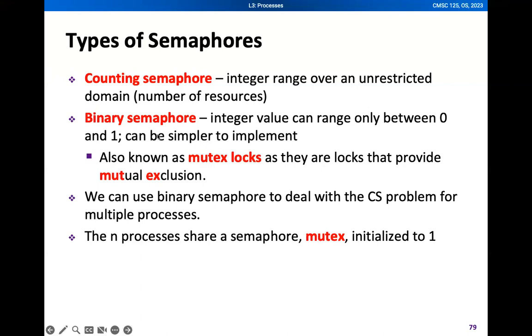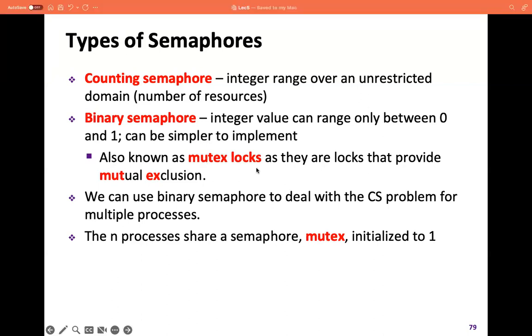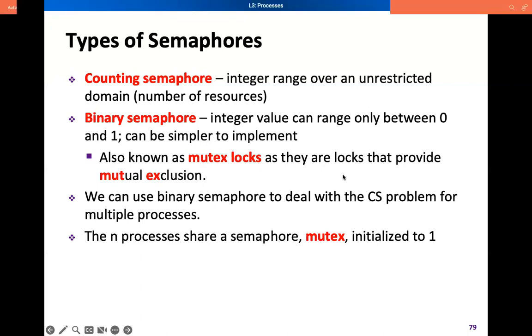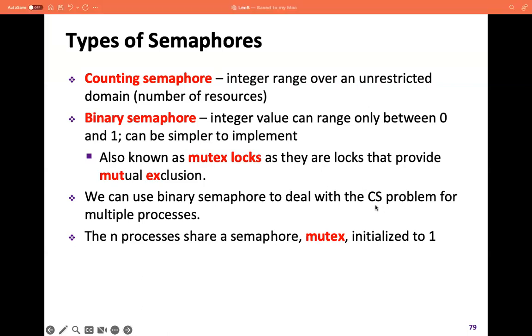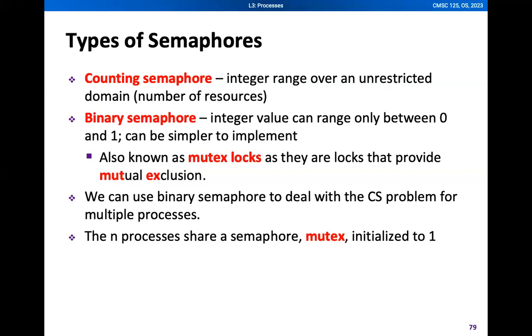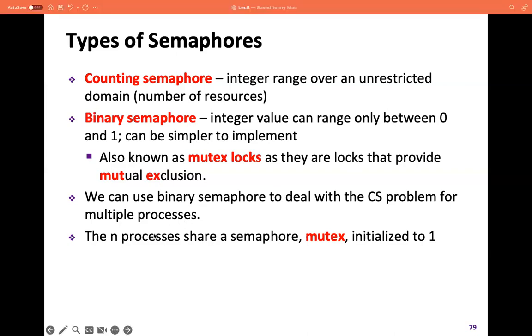The binary semaphore is also known as the mutex lock, as they are locks that provide mutual exclusion. We can use this binary semaphore to deal with the critical section or synchronization problems for multiple processes. The n processes share a semaphore which we term the mutex, and we initialize it to 1.